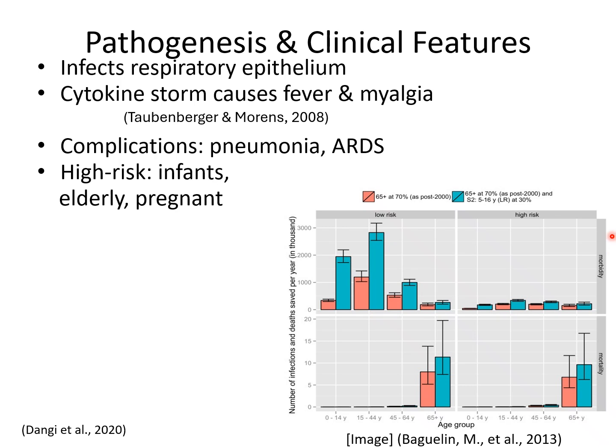Here we can see that morbidity is the number of infections, so higher numbers in the younger populations, lower numbers here. And then mortality is death, so we see higher mortality in the 65 plus age group.